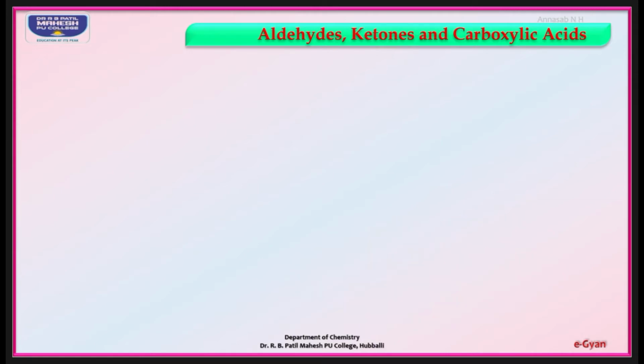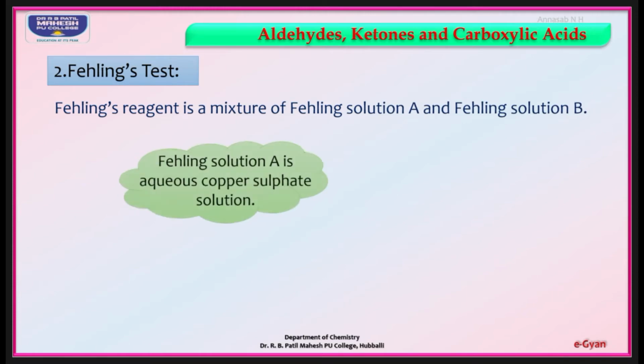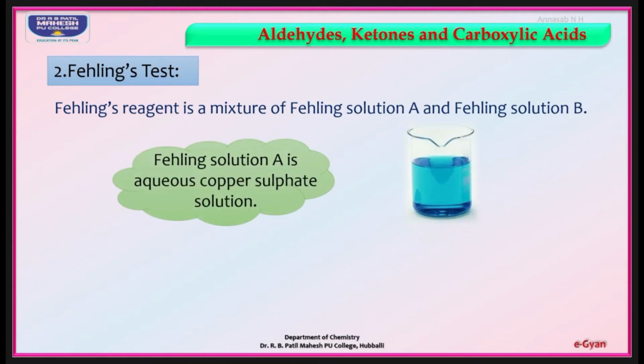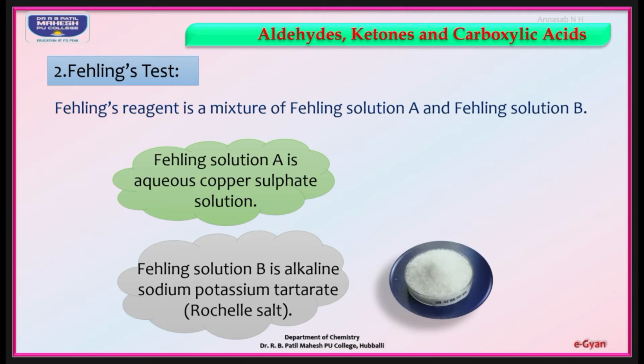Moving further, second distinguishing test, Fehling's test. Dear students, Fehling's reagent is a mixture of Fehling solution A and Fehling solution B. Fehling solution A is aqueous copper sulfate solution, CuSO4, whereas Fehling solution B is alkaline sodium potassium tartarate, which is also known as Rochelle salt.